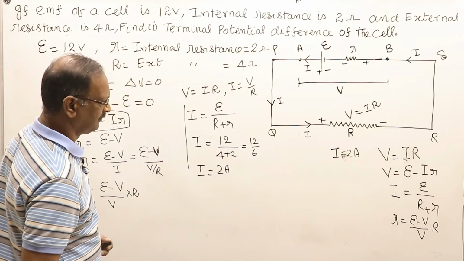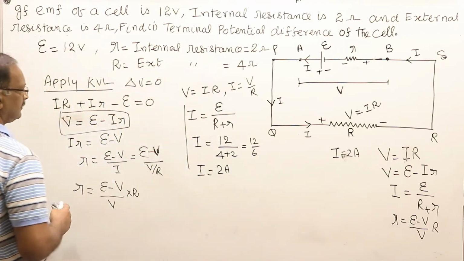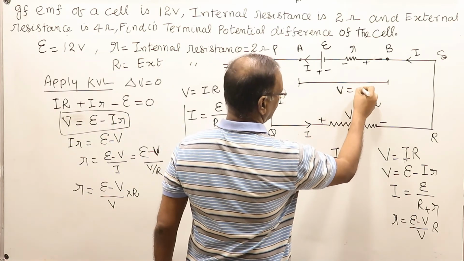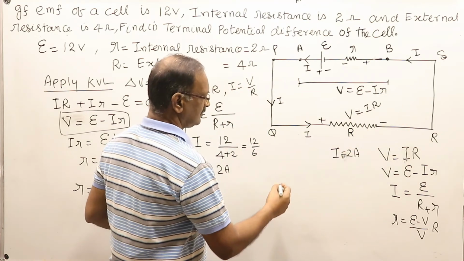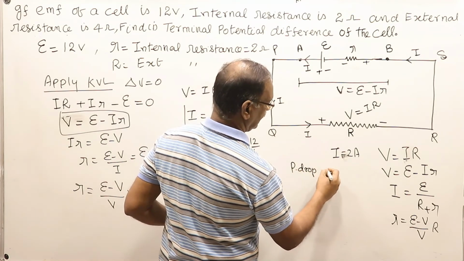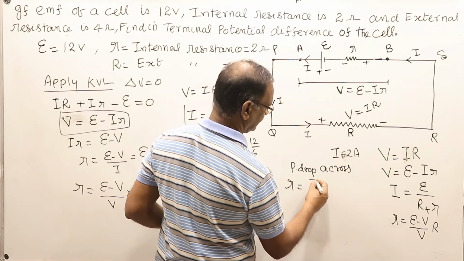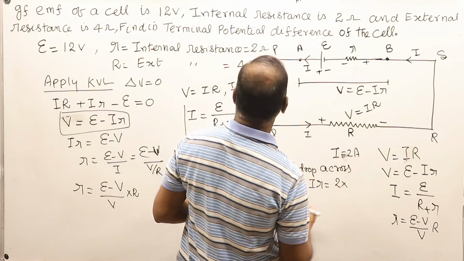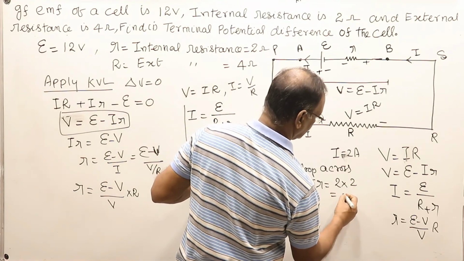So now let us find out. We have already calculated I is equal to 2 ampere. We can also calculate the value of V. We have written E, that is EMF, minus potential drop across r. So what is the potential drop across the internal resistance? It is equal to I into r, where I is equal to 2 ampere and r is equal to 2 ohm, which is equal to 4 volt.